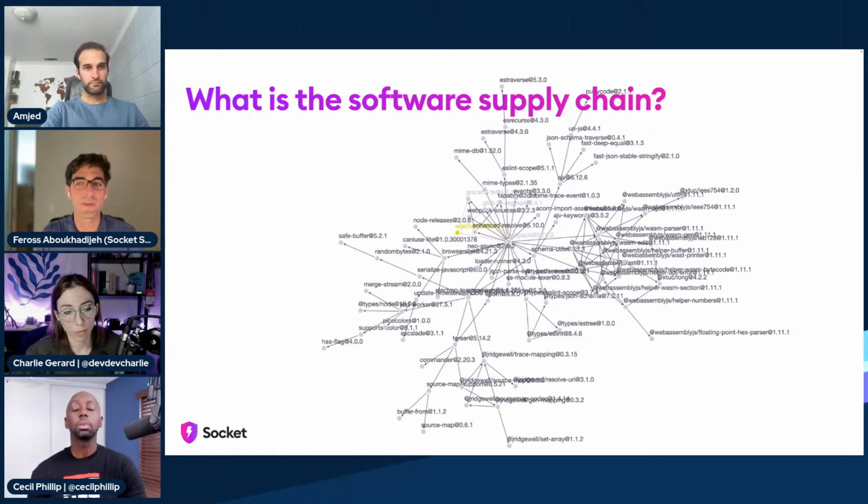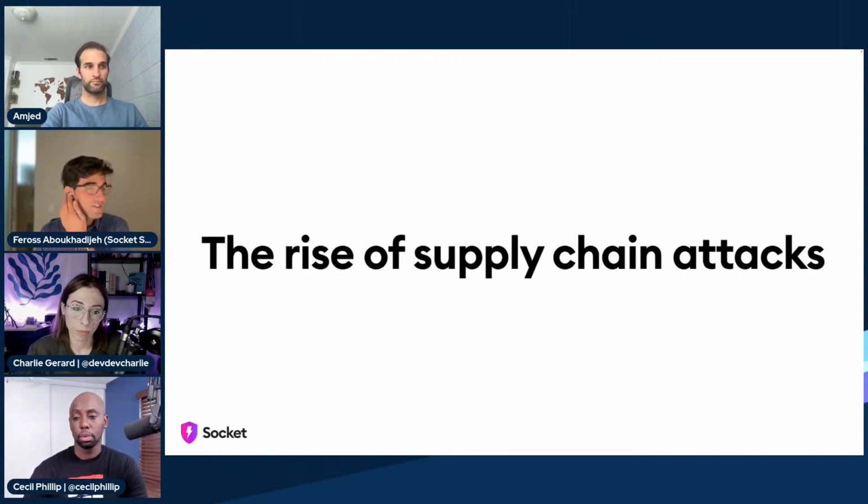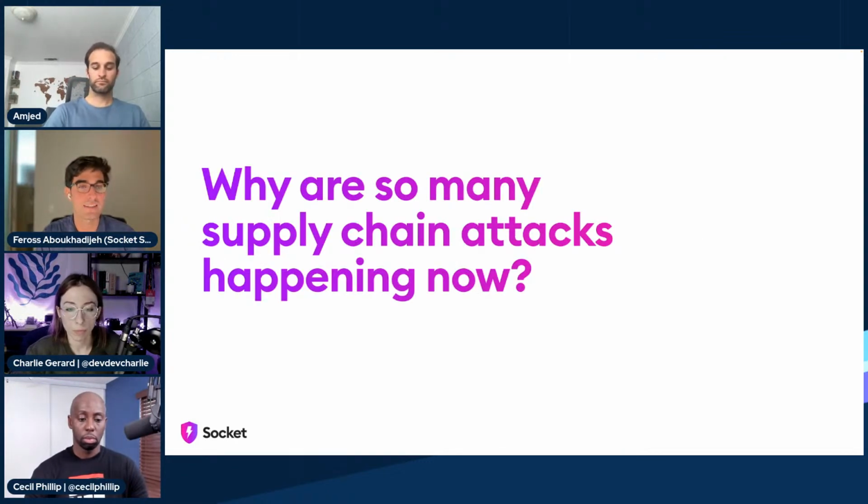It's sort of what are all the pieces that go into making our software? Got it. Yeah. So like I said, I've been doing this for a little while now, and I've seen the rise of attacks against the supply chain starting to happen. So I wanted to start by going over why are so many attacks happening now? What has changed, and what is different about the way we do software today?